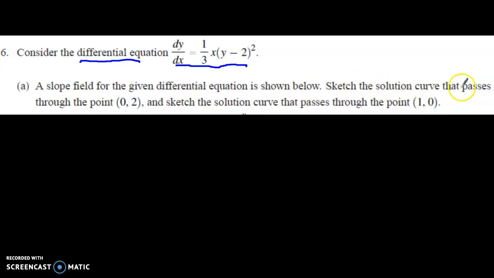Sketch the solution curve that passes through the point (0, 2). So we're going to draw a solution curve through (0, 2), and then we're going to draw a solution curve through (1, 0). Remember that there are three things that the reader will look for when you are drawing a solution curve. The first thing is that you must go through the point. So you're going to have to go through (0, 2), and you're going to have to go through (1, 0).